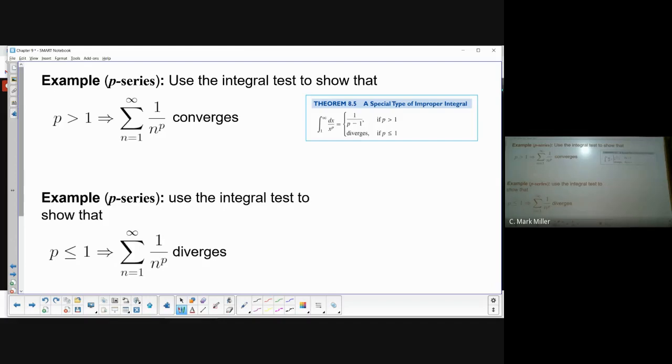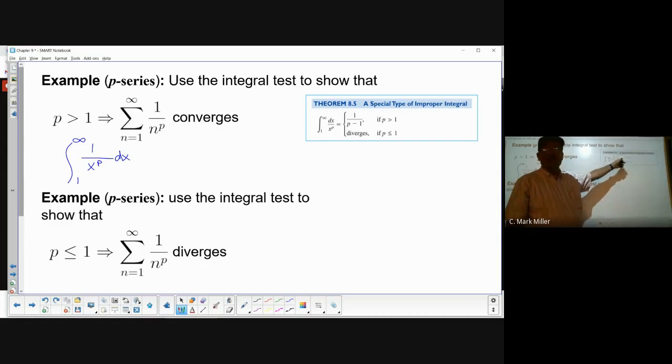Okay, so here, P series. If P is bigger than 1, the sum of 1 over n to the P converges. Use the integral test to show this. Well, to use the integral test, we look at the integral from 1 to infinity of 1 over x to the P dx. Remember this? The end of chapter 8.